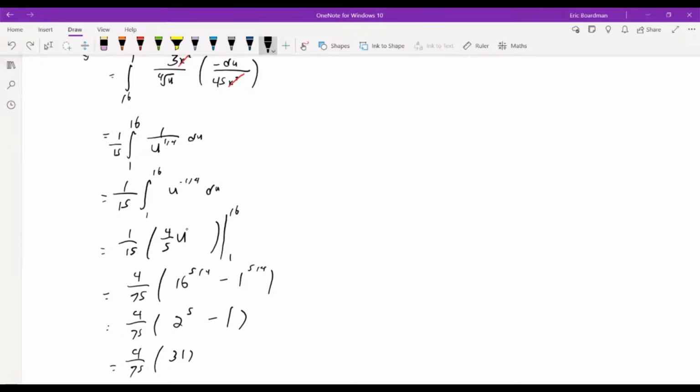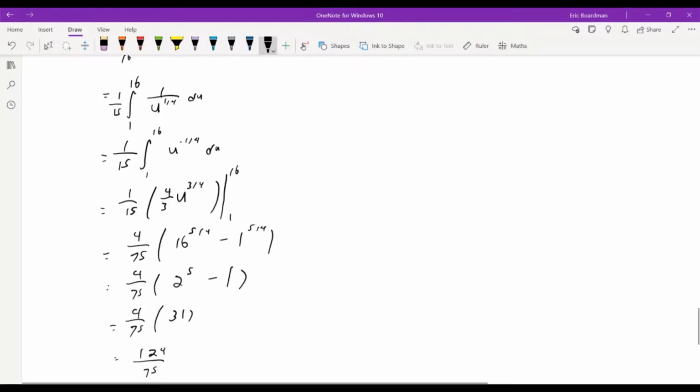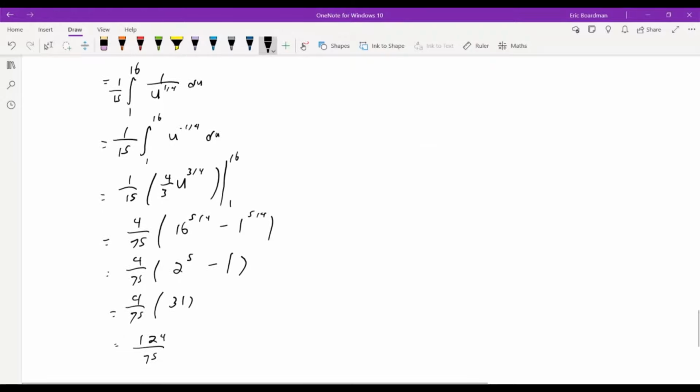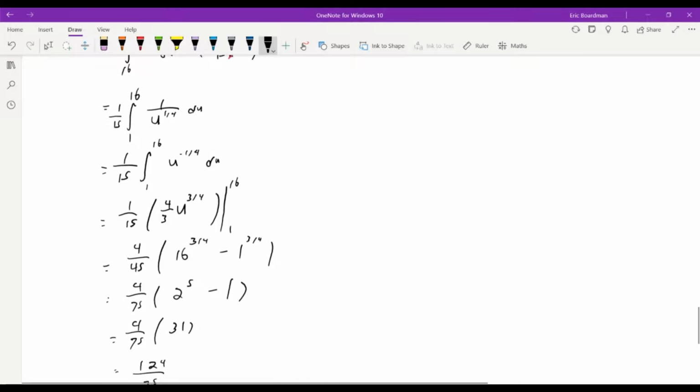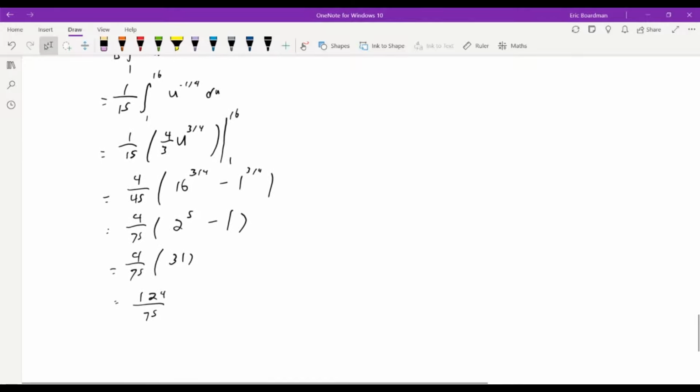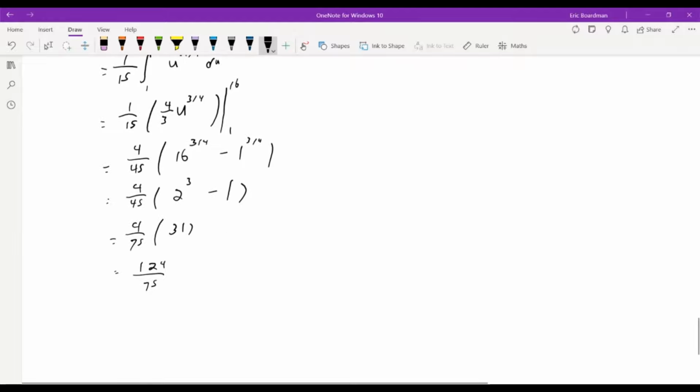So that should be 3/4, and then you divide by 4/3. And so we should be good now. This is 4 over 45, and then this is 16. This is 3/4, and then 1 power of 3/4. And then the 4/3 of 16 is still 2. This is 2 cubed. This is 4 over 45. And then 2 cubed is 8, minus 1 is 7.